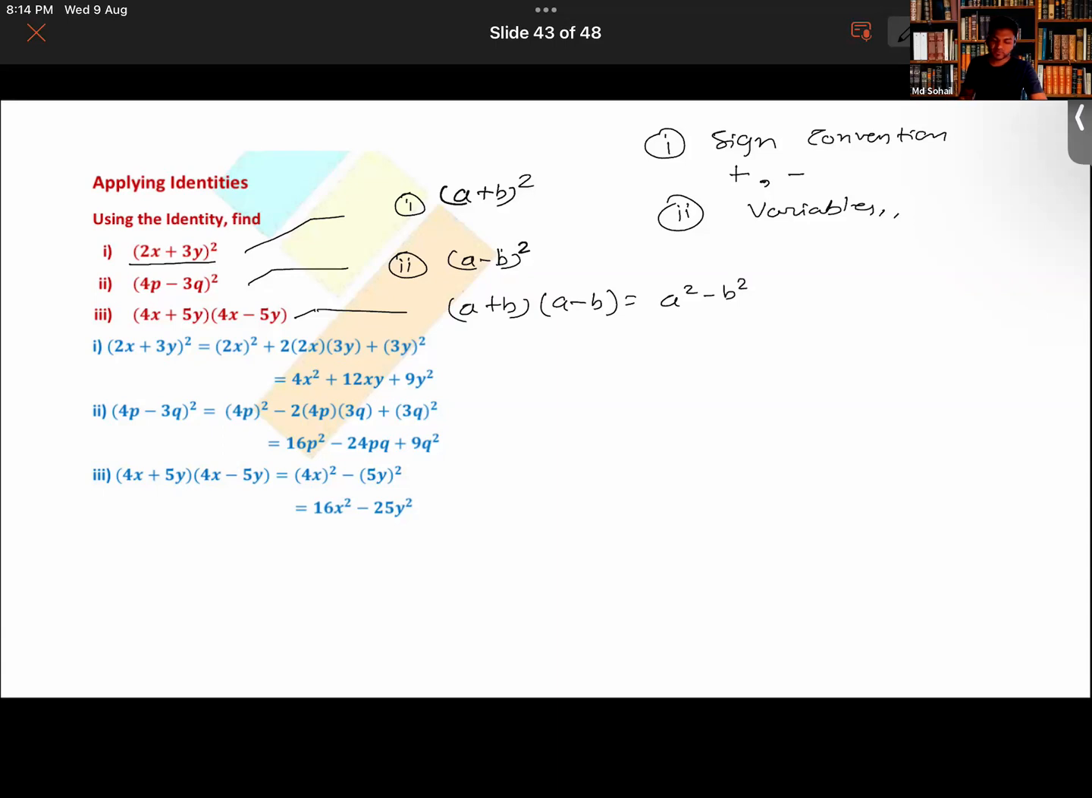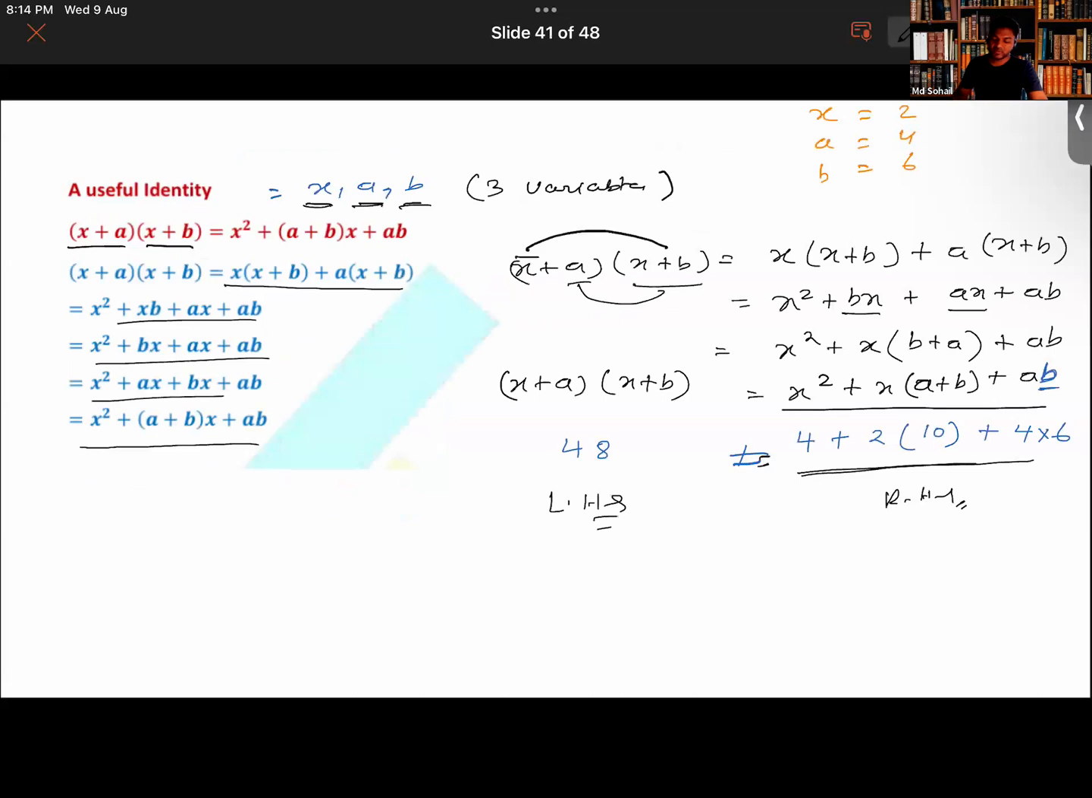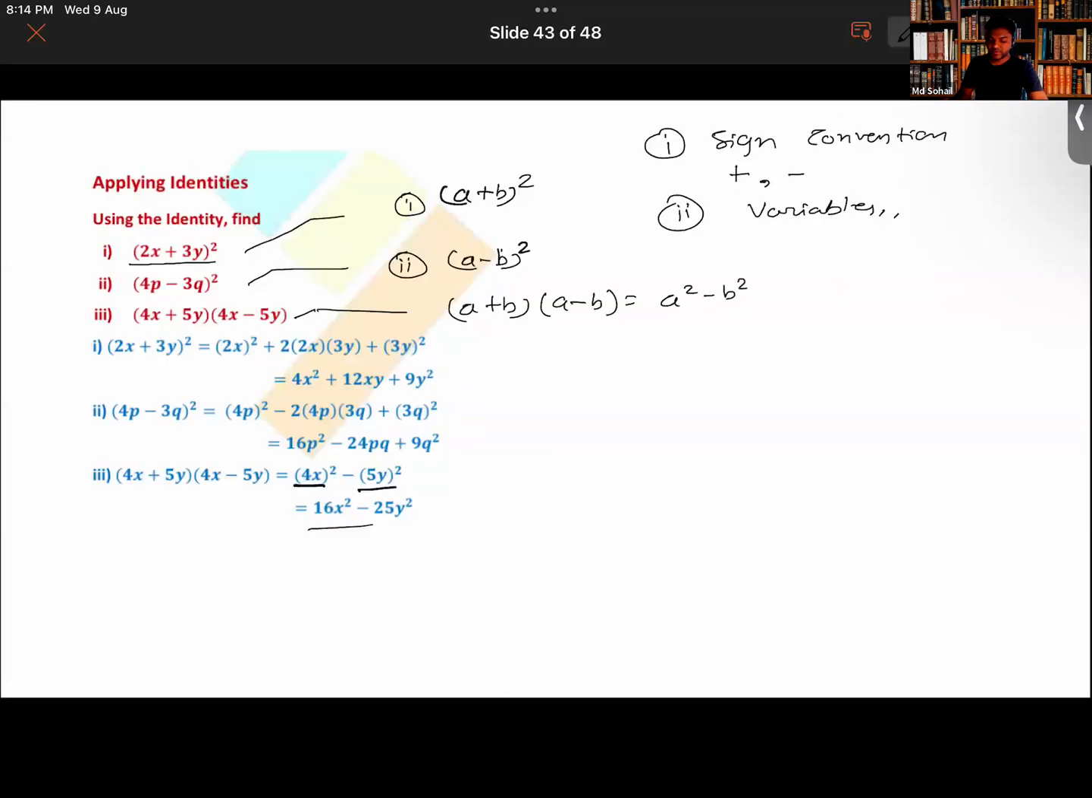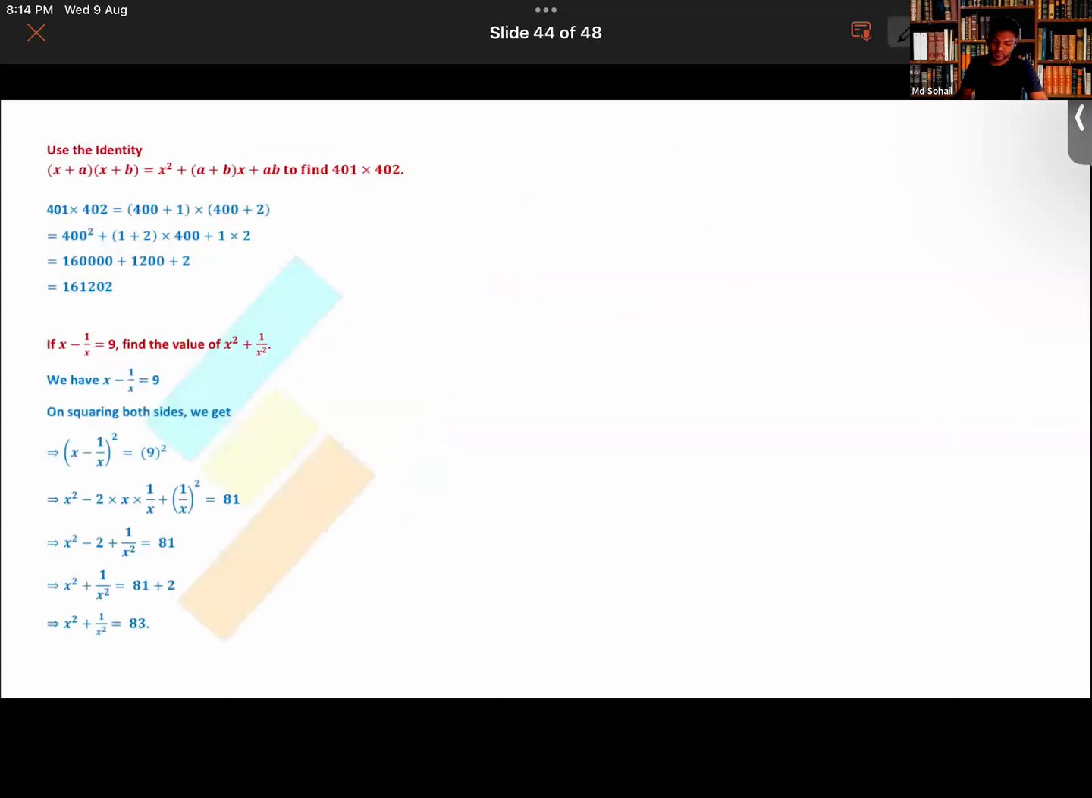In fact, you can see the solutions here as well. The solutions have already been provided here: a square minus b square simply. So our job becomes a lot easier when we are using identities. If we didn't have the conclusions of these identities, we would have to use this long method here, which would consume too much time.